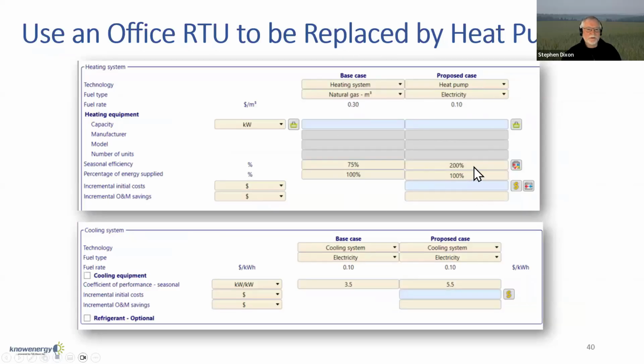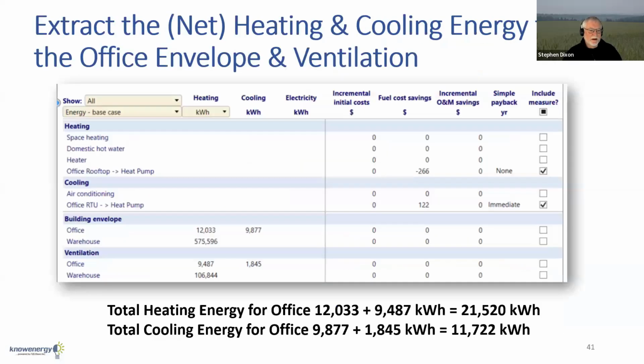In this case, I'm using a 200% efficient air-to-air heat pump, or a COP of 2 on an annual basis. And then the same thing on the cooling side of it. Here I've got a COP of 3.5 in the base case and 5.5 in the proposed case. Typically, the cooling efficiency on heat pump based systems is quite a bit higher. Central ones maybe less so than the mini splits. I'm actually quite amazed at how efficient a mini split is at cooling. So it's certainly not to be sneezed at.